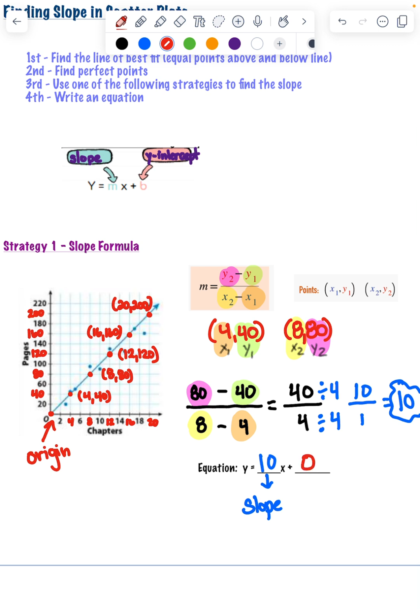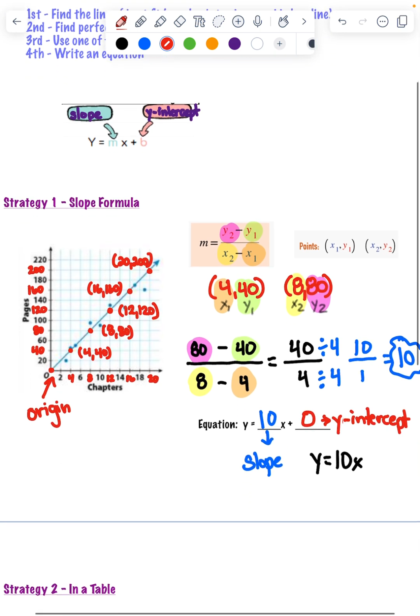So I could either have the equation of y equals 10x plus 0, or it could be written as y equals just 10x. I don't need to have the y-intercept if I don't want it, because it is 0. It doesn't change the equation at all. Okay. So that's strategy 1, using the slope formula. You can use any 2 points on your line as long as they're perfect points on your line. You just have to simplify depending on how your points work.